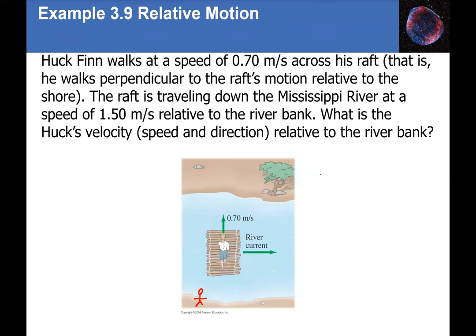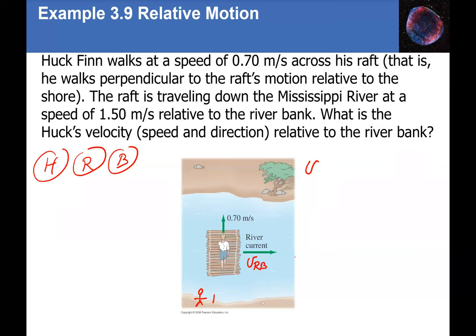So let's say I have three things. I'm going to use H for Huck, R for raft, and B for bank. So let's say this is B, the bank, where this person is, and they're going to observe. R is the raft, which is moving at the same speed as the river. So this is the velocity of the raft relative to the shore, or relative to the bank, and this is 1.5 meters per second.